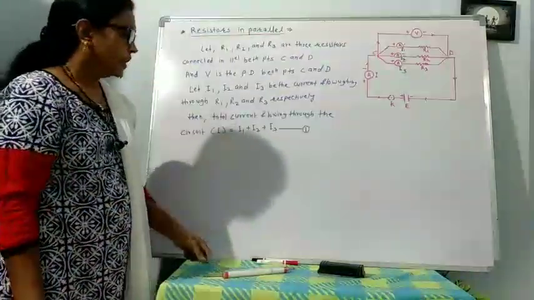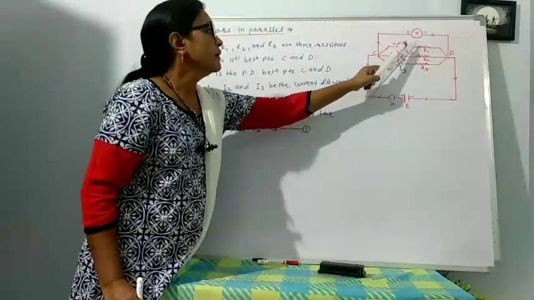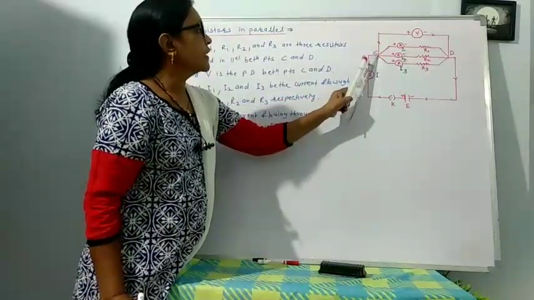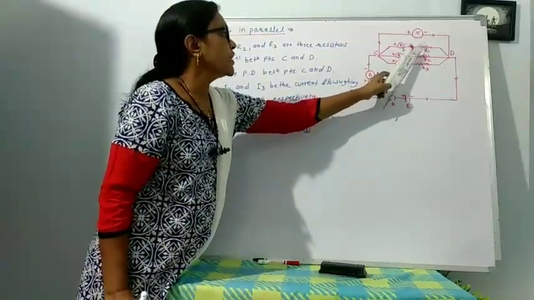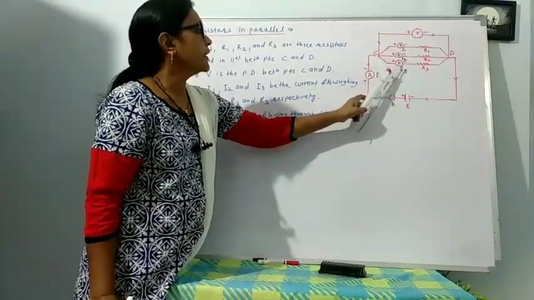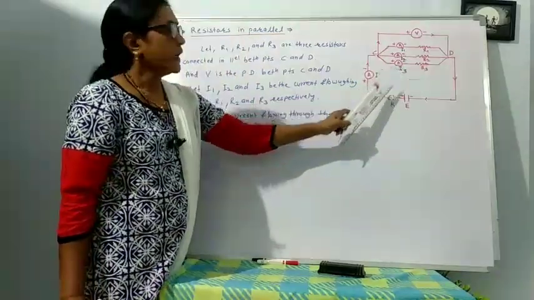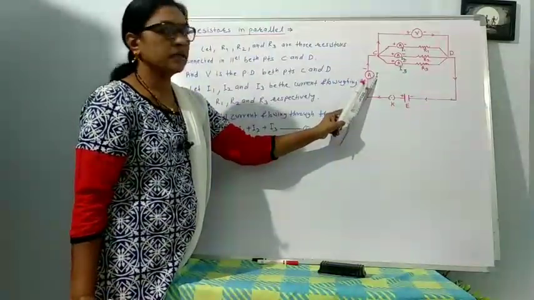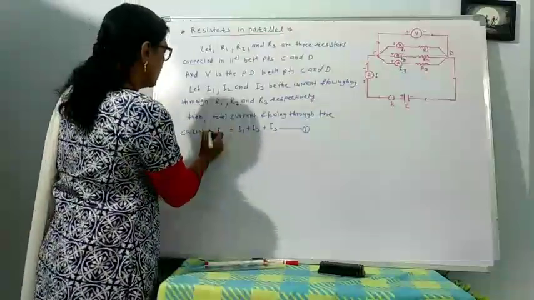समजल्या इथपर्यंत? Here R1, R2 and R3 are the three resistors connected parallel to each other between points C and D. So here current flowing through each resistor is different. So I1, I2 and I3 is the current flowing through R1, R2 and R3 respectively, and total current flowing through the circuit is I. This ammeter shows the total current. हे आपण लिहिलं इक्वेशनच्या फॉर्म मध्ये.